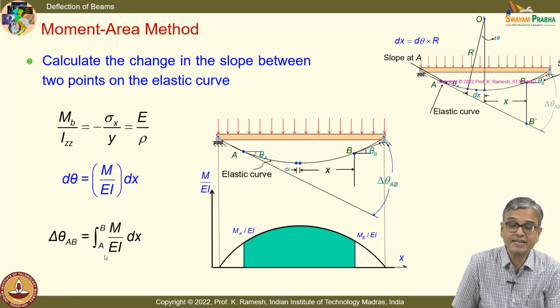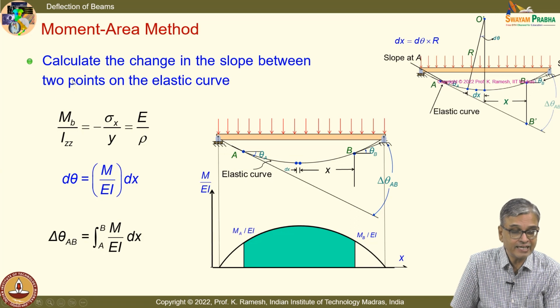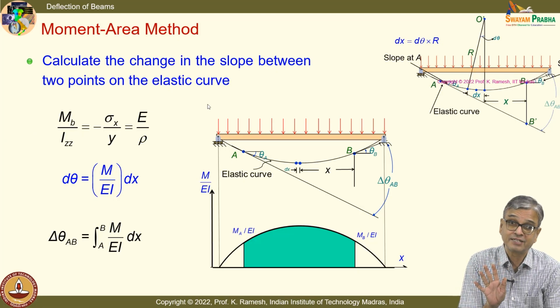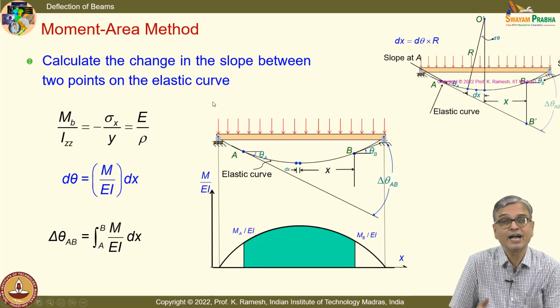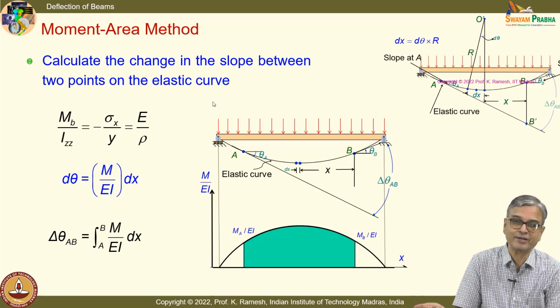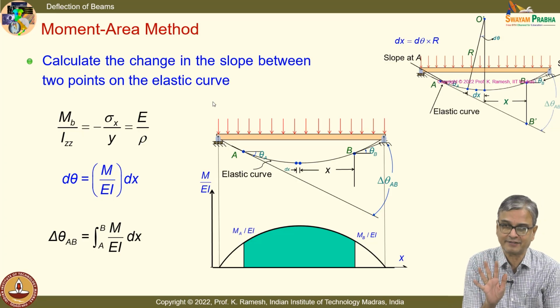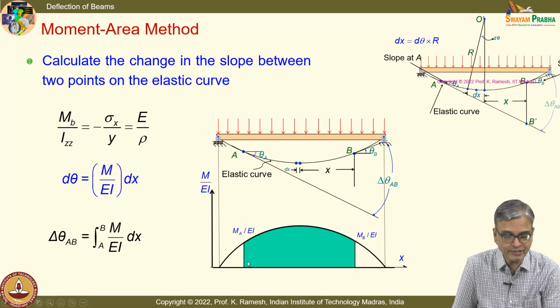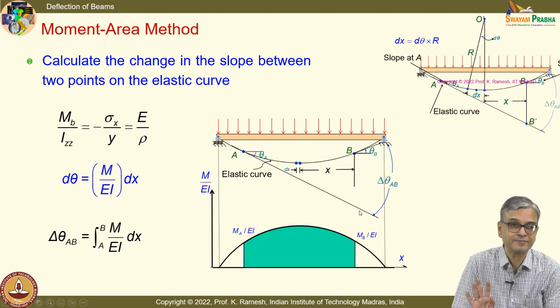What it gives is the change in the slope between 2 points on the elastic curve. It gives only the change. So, if I choose a point where the slope is 0, I get the absolute slope at the other point. That is how you use the method. Fine. So, it can at best give, if we find out the area between the points of interest, that area can be interpreted as the change in the slope between the 2 points.